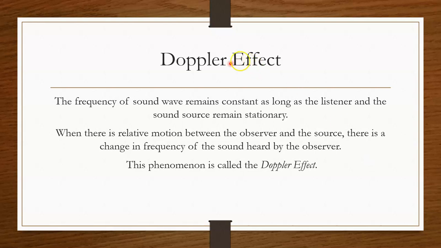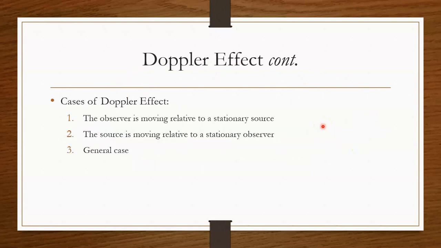So the Doppler effect is this: the frequency of a sound wave remains constant as long as the listener and the sound source remain stationary. But when there is relative motion between the observer and the source, there is a change in the frequency of the sound heard by the observer. This phenomenon is called the Doppler effect.